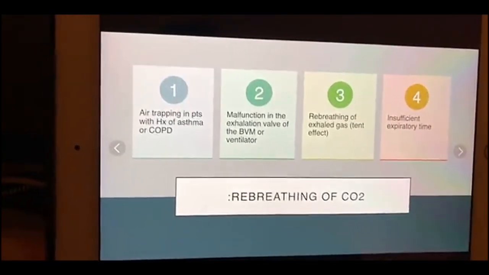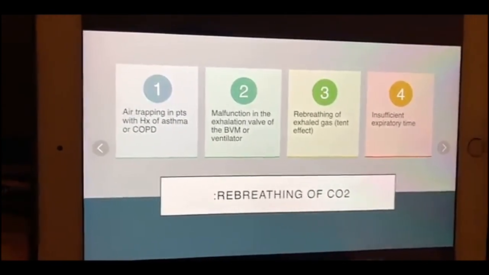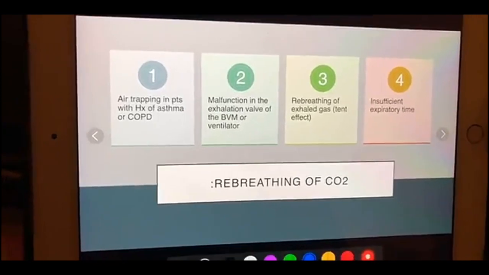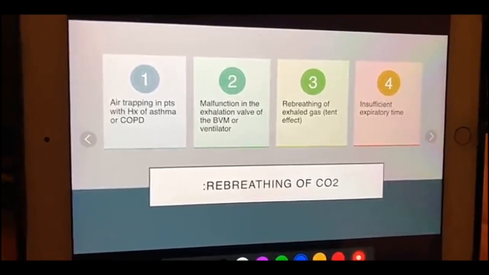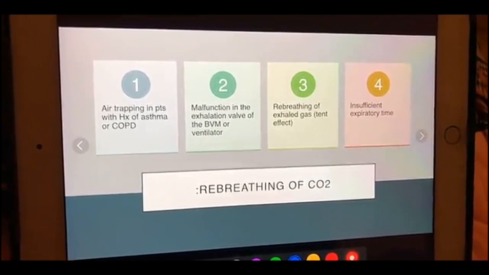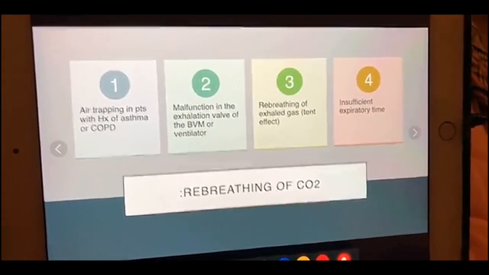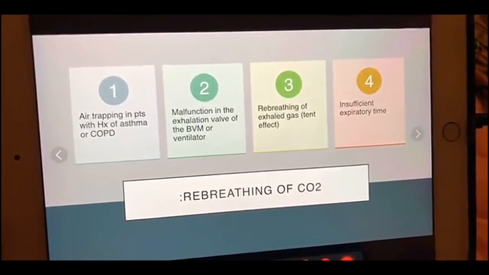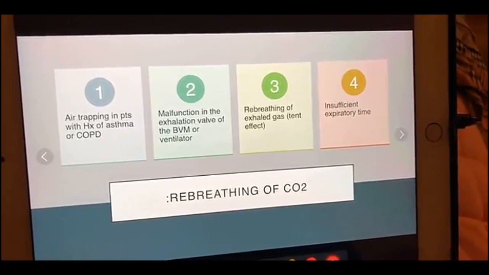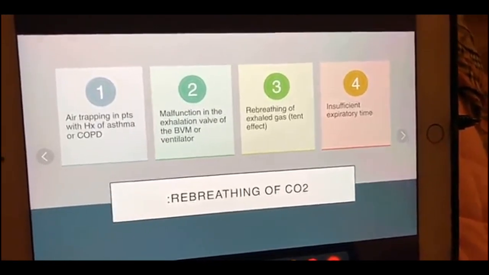One, when we have air trapping in patients with a history of asthma or COPD. Two, malfunction in the exhalation valve of the bag valve mask or the ventilator itself. Three, rebreathing of exhaled gas, the tent effect. And the last one is insufficient expiratory time.